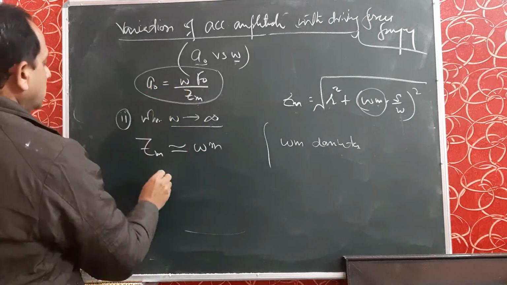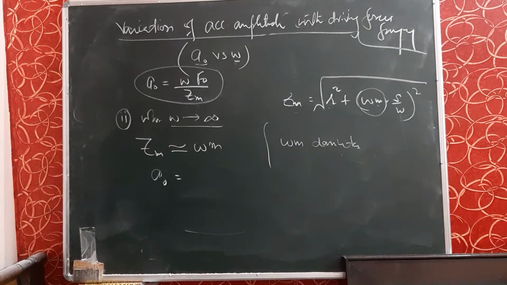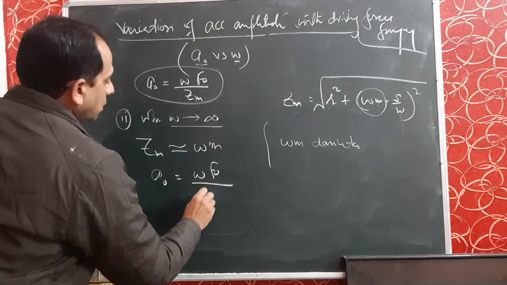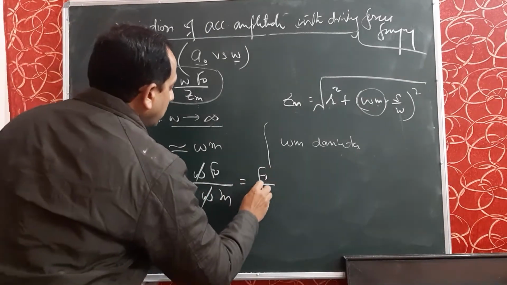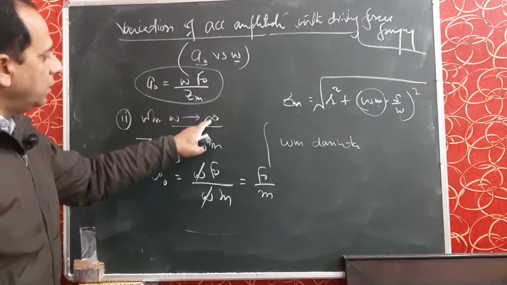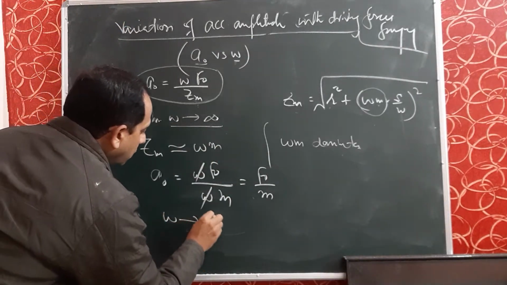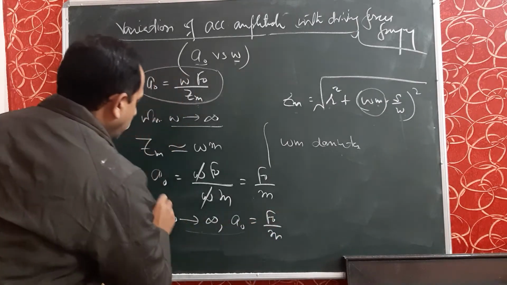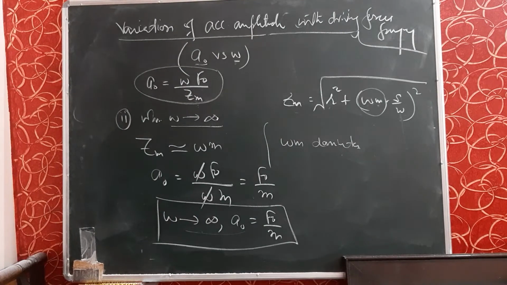Put it here in a naught, because we have to calculate the value of a naught finally. So a naught becomes omega f naught upon Zm, meaning omega m. Omega cancels with omega, and it is f naught by m. When we put the value of omega as infinity, there is no omega left. Therefore, when omega tends to infinity, a naught becomes the finite value f naught by m. This is the coordinates of the second point.